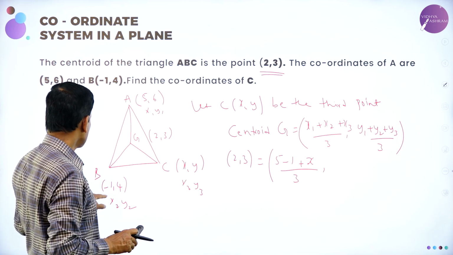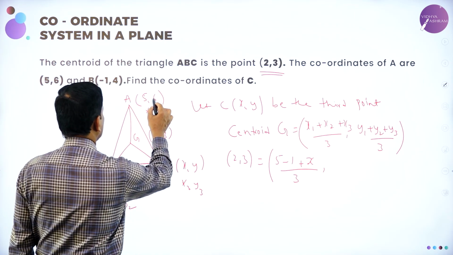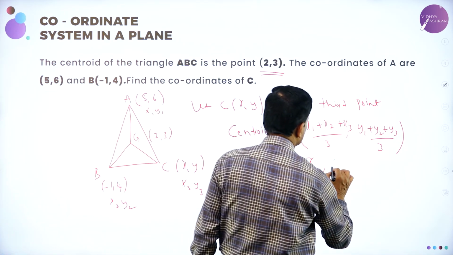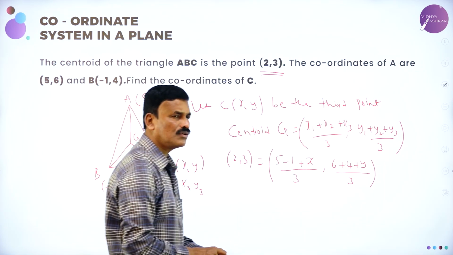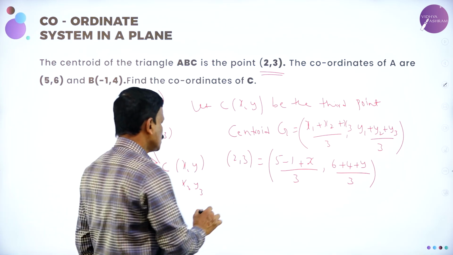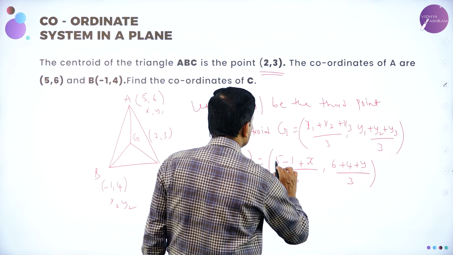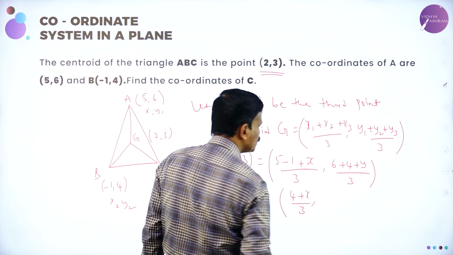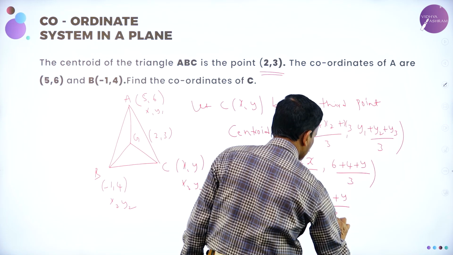x1 is 5, x2 is minus 1, x3 is x. y1 is 6, y2 is 4, y3 is y. Using the centroid formula, x1 plus x2 plus x3 by 3, y1 plus y2 plus y3 by 3. So that is 2 comma 3 is equal to 5 minus 1 is 4 plus x divided by 3, 6 plus 4 is 10 plus y divided by 3.